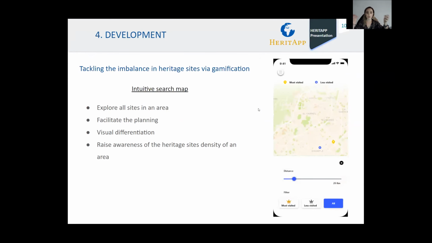So when it comes to the development of Heritapp, because it's quite long, I would just like to point out some key ideas on how the conceptual and theoretical base has materialized in the UX and UI, so user experience and user interface, of the application. And one really good example is the intuitive research map. That would be the map that you will have on the application. It allows you to explore all sites in an area. It facilitates planning. You just decide, okay, I want to visit some heritage nearby. You have all the lists, and there's a clear visual differentiation between less visited and most visited. And that is important because it raises awareness of the heritage site density of an area, because if you don't see them there, maybe you have never heard about them.